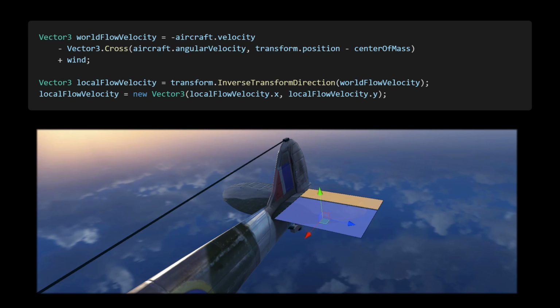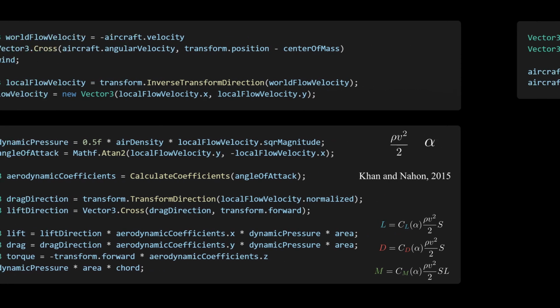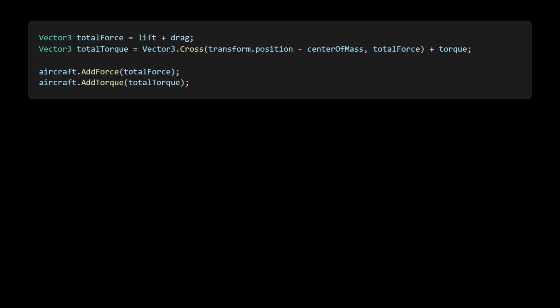We'll discard the component of the velocity which goes along the surface perpendicular to the chord. It only causes skin friction and isn't involved in normal lift and drag creation. From the resulting velocity we can get dynamic pressure and angle of attack, from which we can compute the coefficients and eventually forces and torque. Then we need to apply them somewhere.